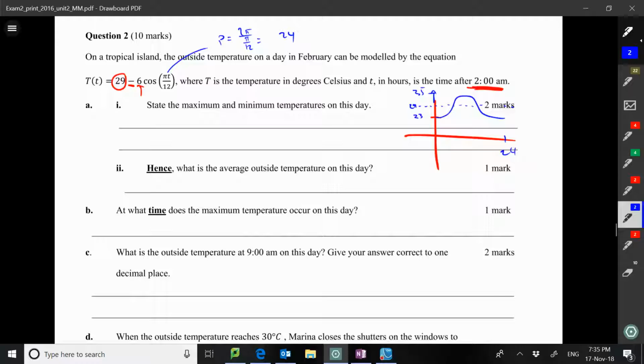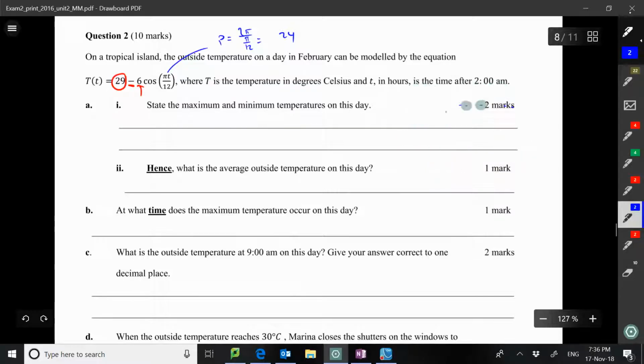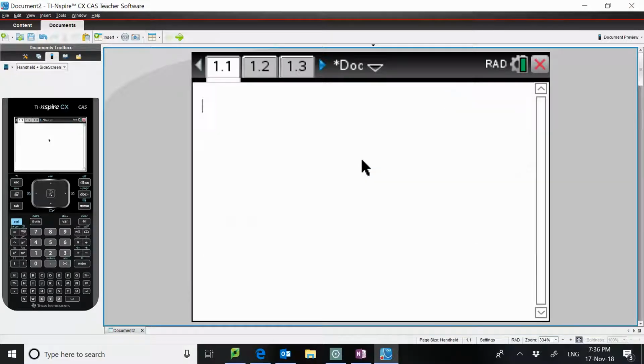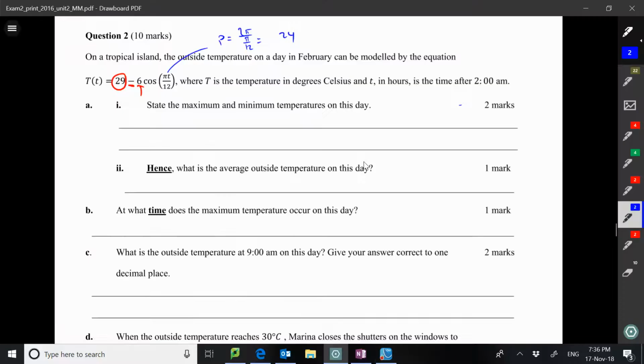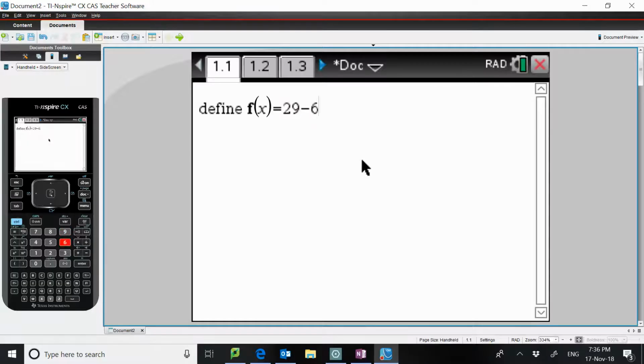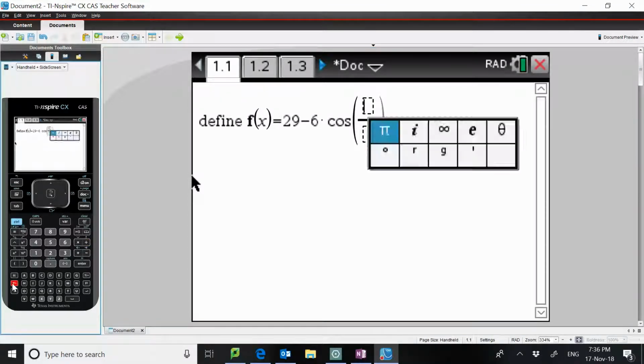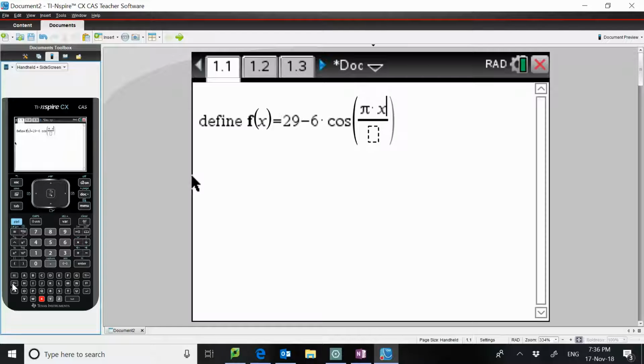But just in case you still haven't really got the idea of picturing it, you can use your CAS, and I'm just going to teach you how to use your CAS here. We're going to define it. Okay, so I'm going to delete all of this again. Define f of x is equal to, let's say, 29 minus 6 times cos of pi times x over 12.